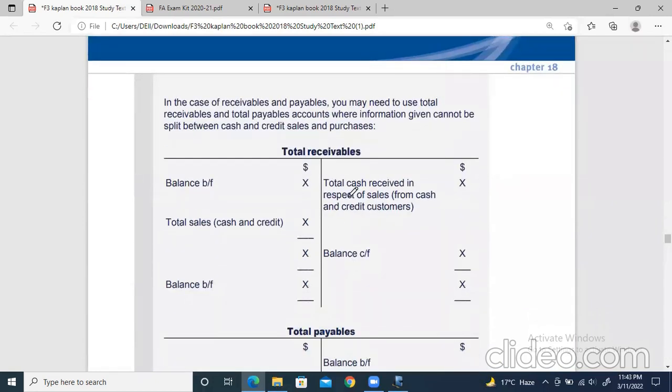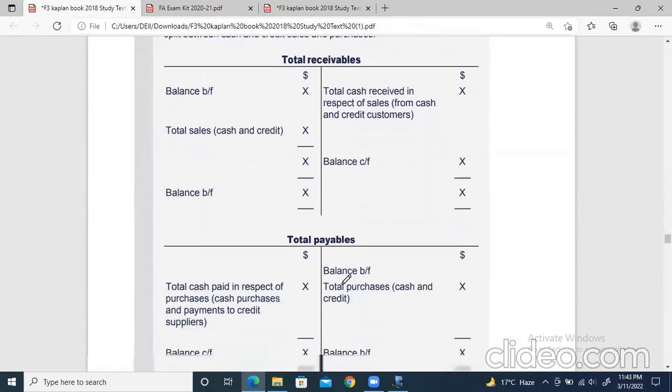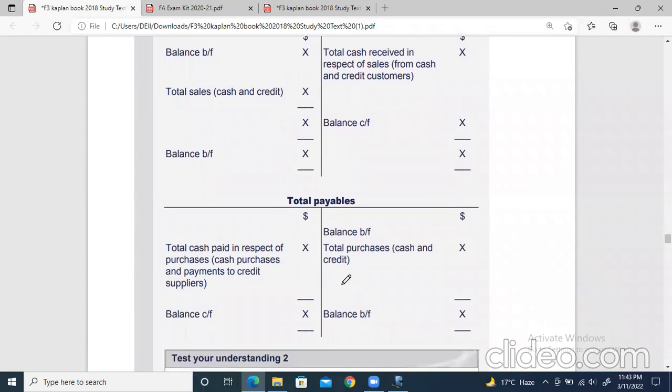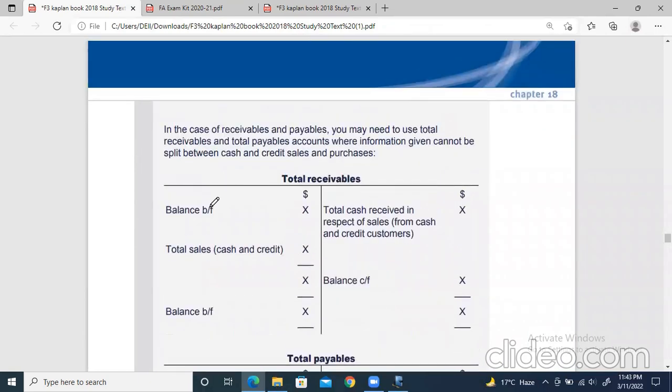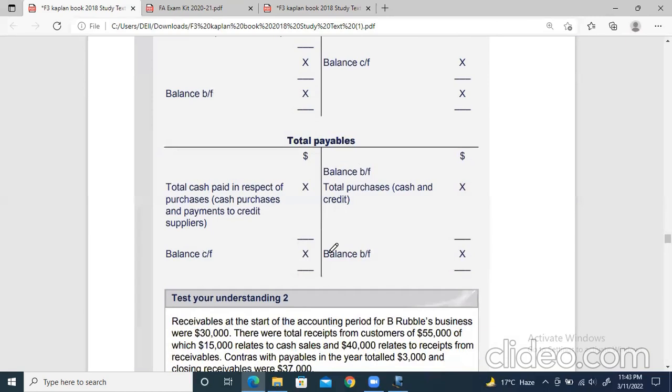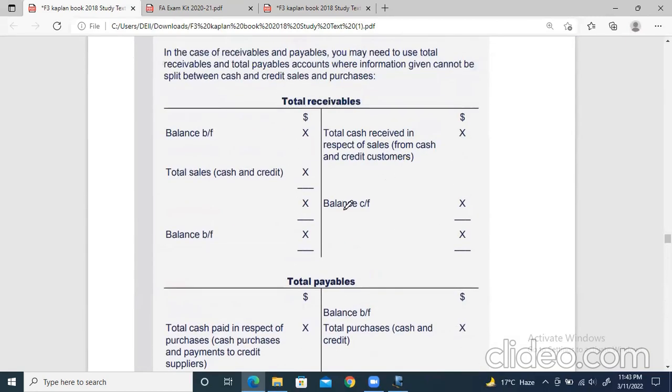After that, it's the receivables, remember, right? So receivable and payable are exactly the same. You only have to remember that receivable is an asset and payable is a liability. Its opening balance comes on the credit side, whereas the receivables opening balance comes on the debit side.